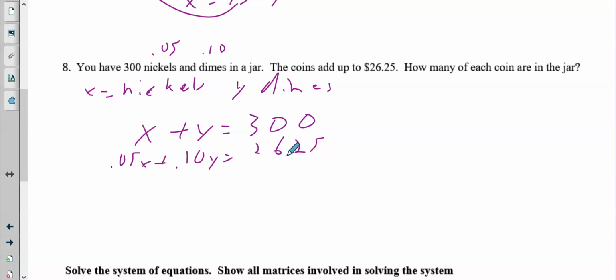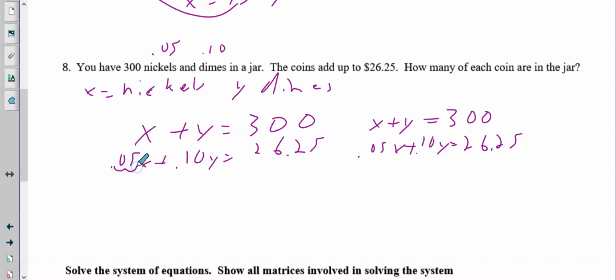Okay, now there's 2 ways to go about this problem. I'll show you both. Some people prefer one over the other. Okay. So some people like to have no decimals. So if I do that, if I multiply the bottom by 100, okay, decimal moves 2 spaces. So what I end up with is just simply 5x, 10y, and 2,625.